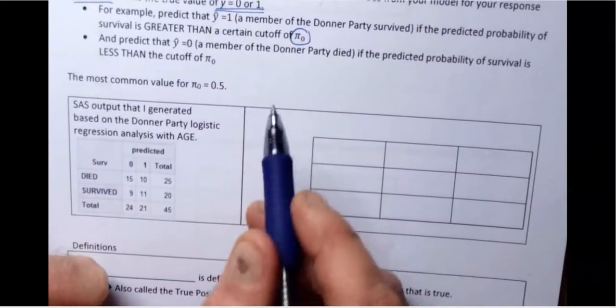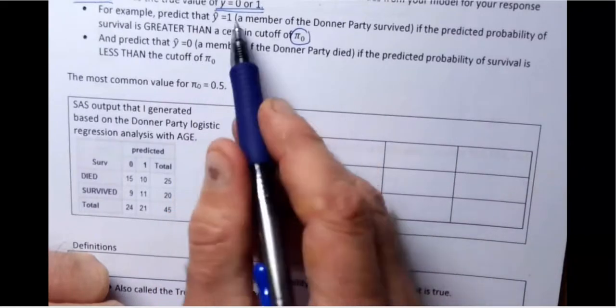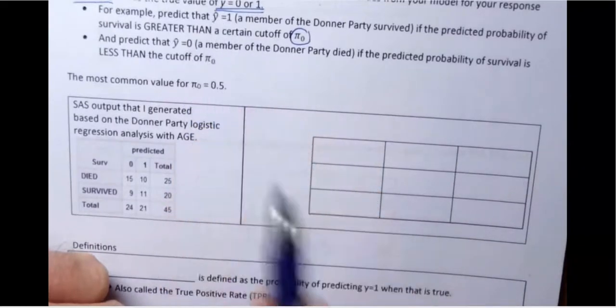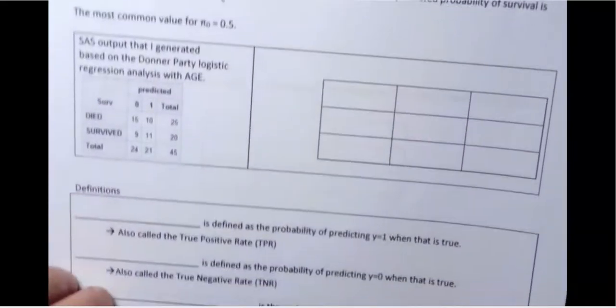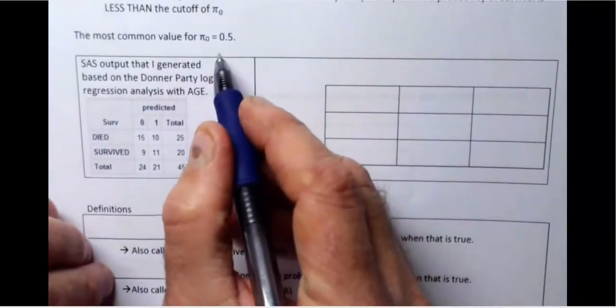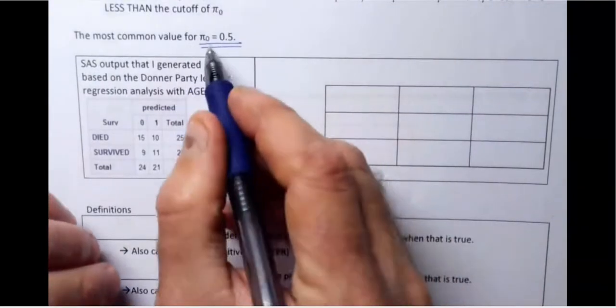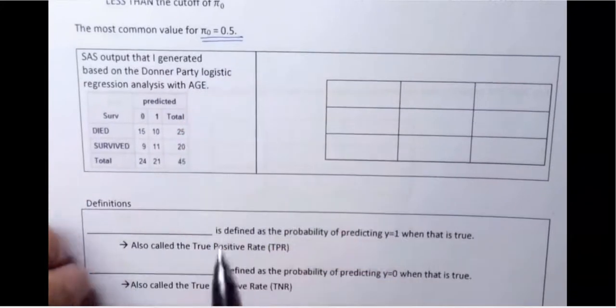Now again, for our data set, we know the truth, okay? And we're going to use their predicted probabilities to predict whether they lived or died. So the most common value for this cutoff is 0.5. So if we have a value bigger than 0.5, we say they lived or they survived. If it's less than 0.5, we say they died.